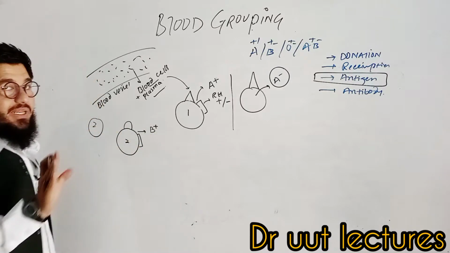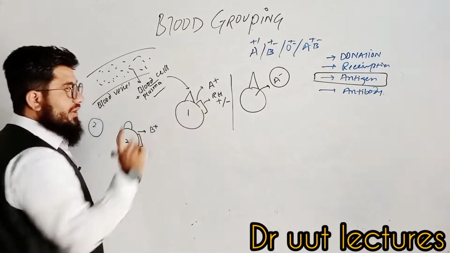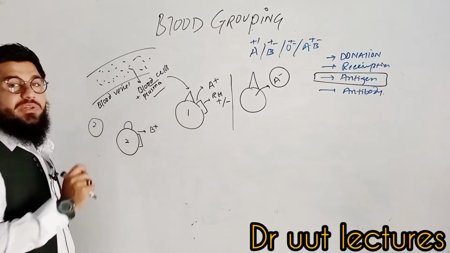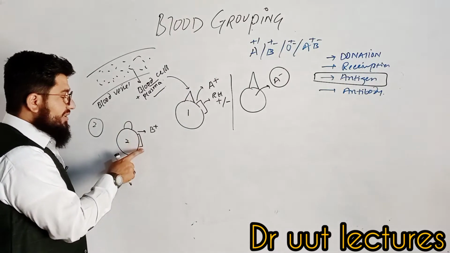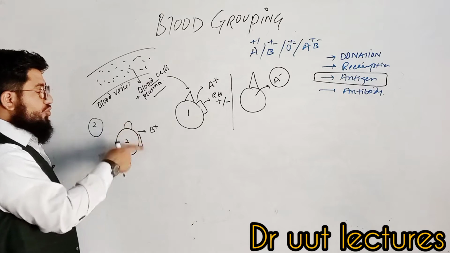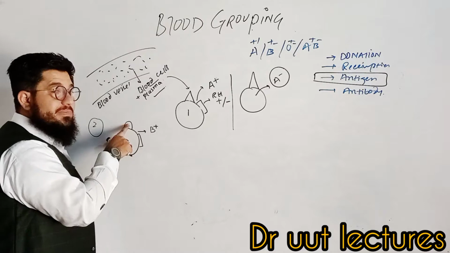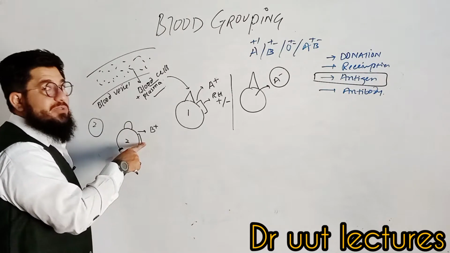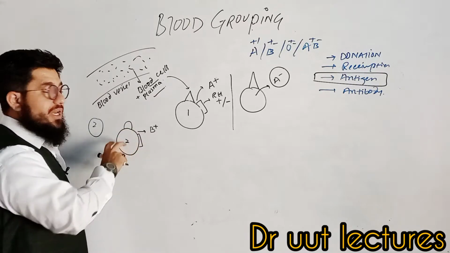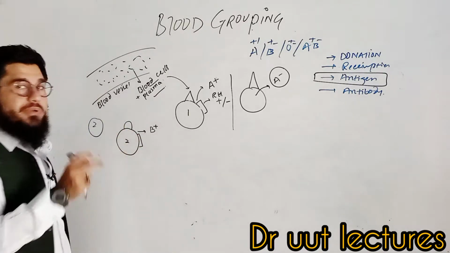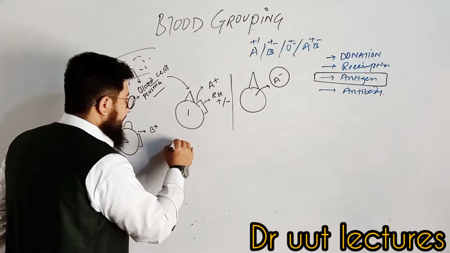Otherwise B negative. If there is no this factor, this type of structure, this is actually called as RH factor. If there is no RH factor, then the person is actually B negative. Now here we have this structure, and along with that there is another structure also available. So these two structures are available, meaning we have this type of antigen which is representing the B blood group, and this is RH factor which is representing the positivity. So these structures are telling us that this person has blood group B positive.